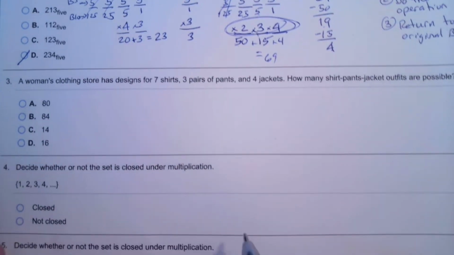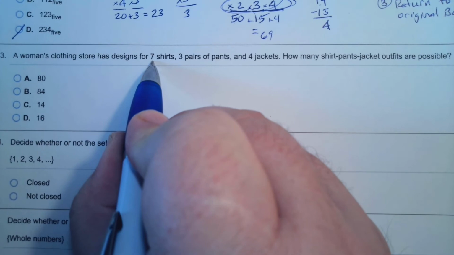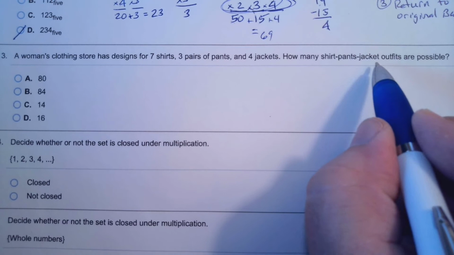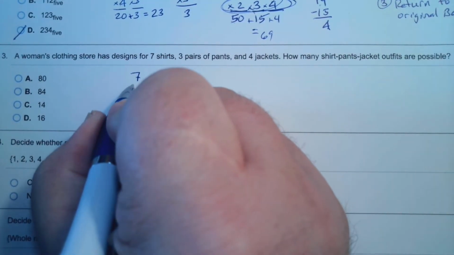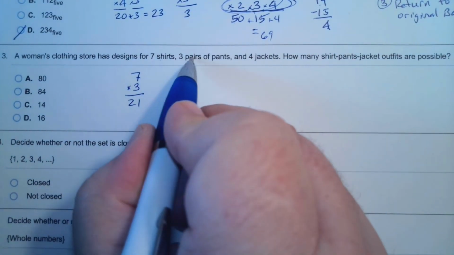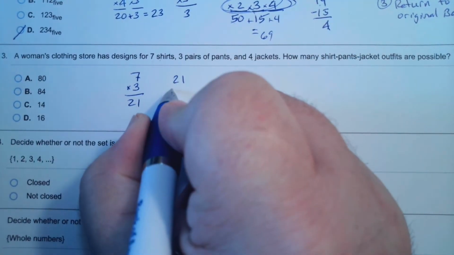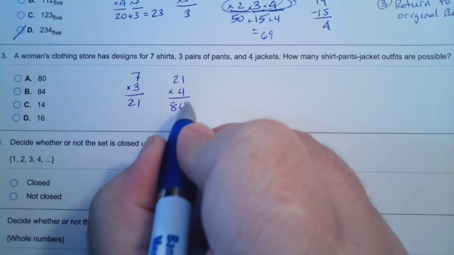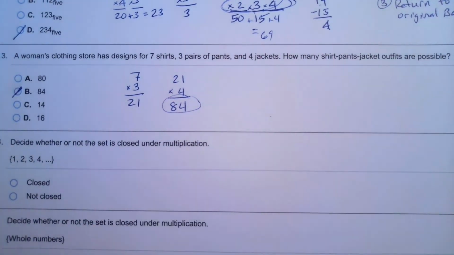Now, let's look at the next one. A women's clothing store has designs for 7 shirts, 3 pants, and 4 jackets. How many shirt, pant, jacket outfits are possible? So we have 7 times 3 is 21. So with shirts and pants alone, we can make 21 outfits. Now we also have to throw in the 4 jackets, so we multiply those, and we get 84. So there are 84 possible outfits you could create out of that combination of clothes.